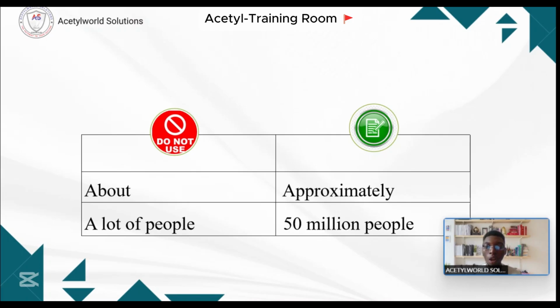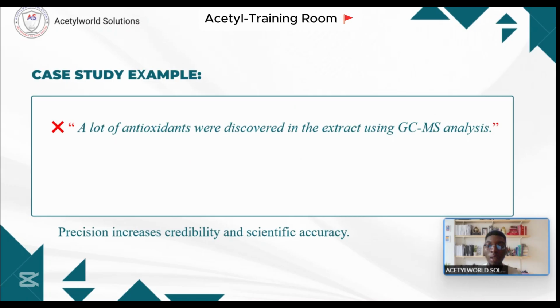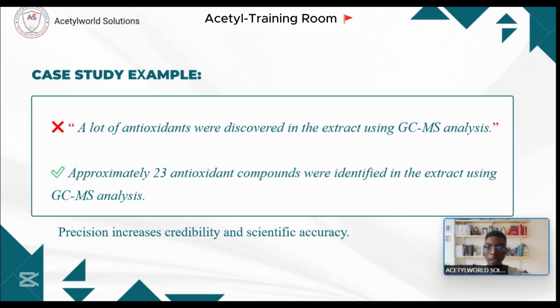Saying a lot of people or saying about is just like you are trying to tell us that you are not sure of what you are saying, and that alone can actually affect the integrity of your academic writing. You understand? So you need to maintain an academic tone to maintain the integrity of your academic writing. Let's take for instance, instead of saying a lot of antioxidants were discovered in the extract using GCMS analysis, say approximately 23 antioxidant compounds were identified in the extract using GCMS analysis.